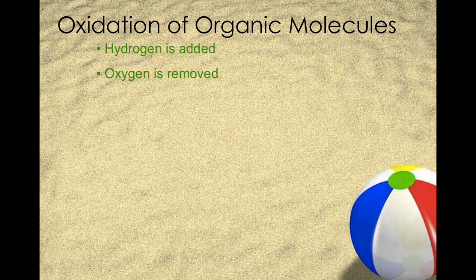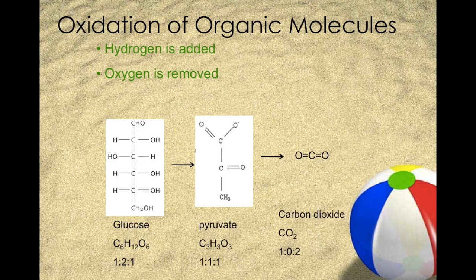I'll give you just a couple of examples from biology of oxidation of organic molecules. Generally, when we talk about oxidation of organic molecules, what we're talking about is adding hydrogen and removing oxygen. And this process shown here is cellular respiration, which is the process basically where the cell releases energy so that it can do everything it needs to do.